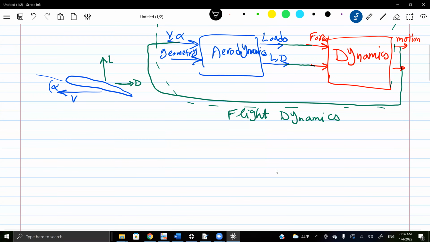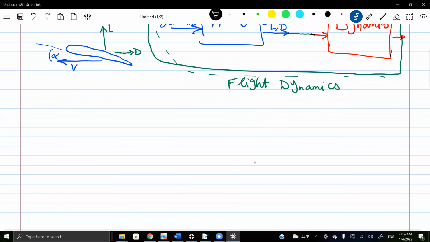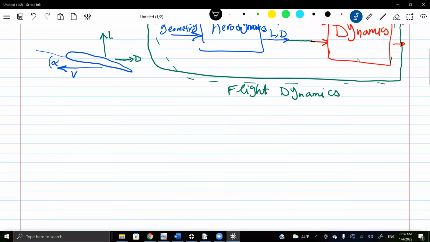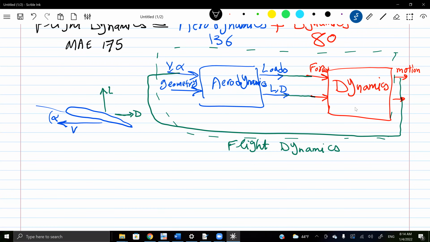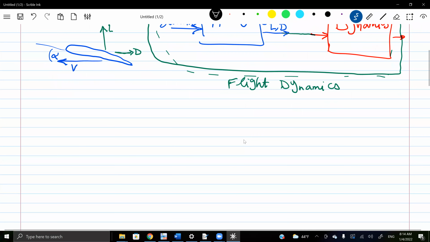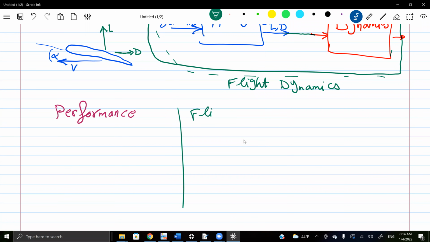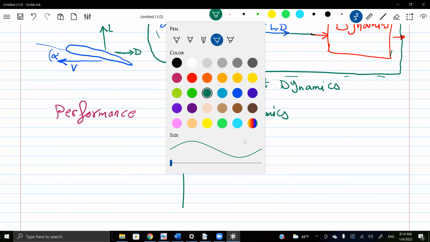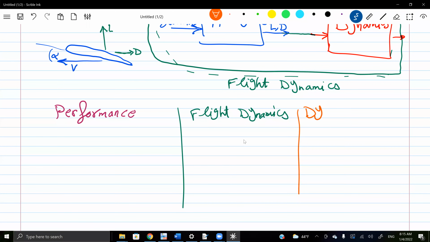In fact, we can do several types of studies, but there are three common types of studies regarding this interaction between aerodynamics and dynamics. There is one type called performance. There is flight dynamics, like I said. And there is something called, the name is expressive, dynamics of flexible airplanes.